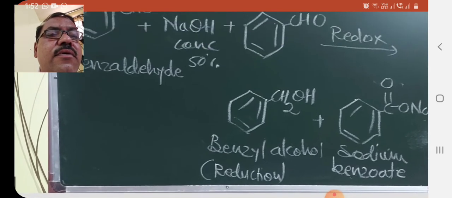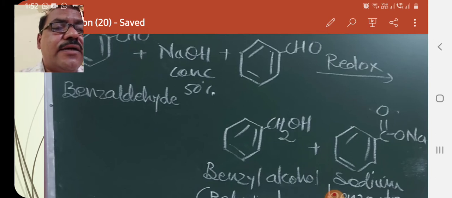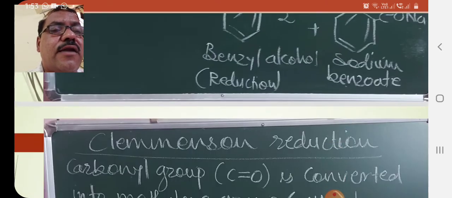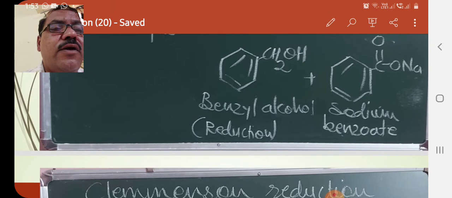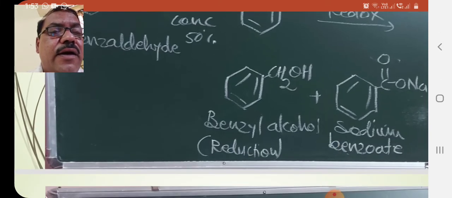Now, the point to remember is that aldol condensation takes place in aldehydes or ketones which contain alpha hydrogen atoms, whereas the Cannizzaro reaction takes place in aldehydes or ketones which do not contain alpha hydrogen atoms. The second important point to remember is that aldol condensation requires dilute NaOH or KOH, or 10% NaOH or KOH, whereas the Cannizzaro reaction requires 50% NaOH or KOH.